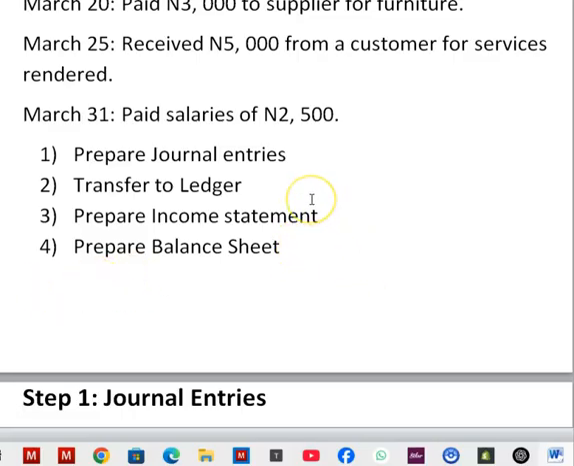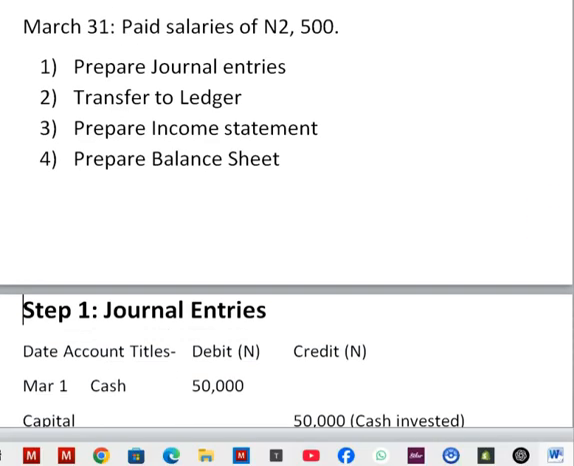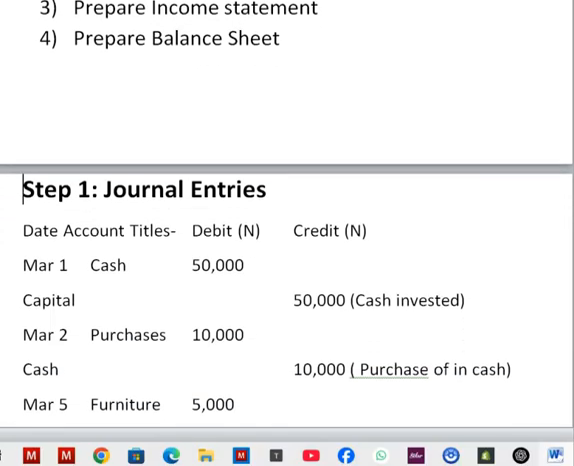So this is a very comprehensive question that will illustrate how we start preparation of an account from the very basic, from the book of original entry, which is the journal, down to the ledger, income statement, and then balance sheet. So let's dive into it. Step 1, which is requirement number 1, journal entries.